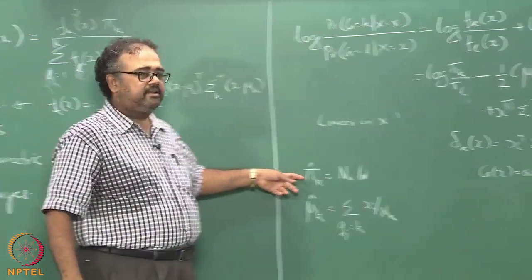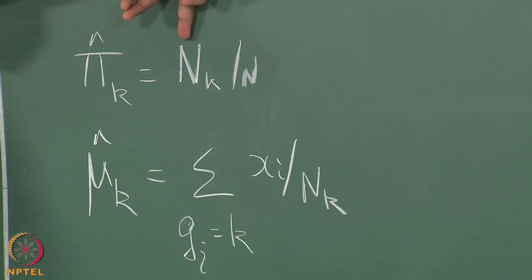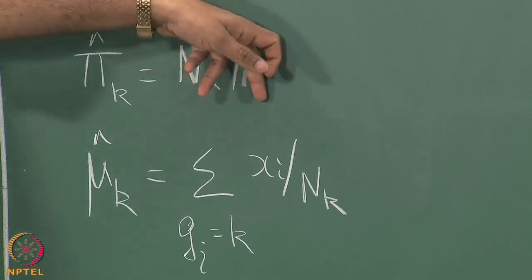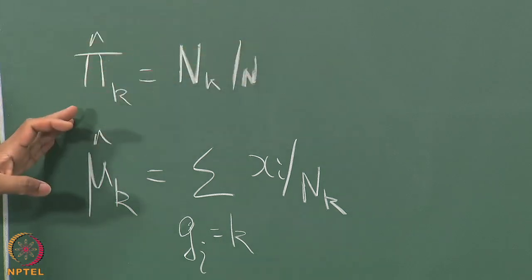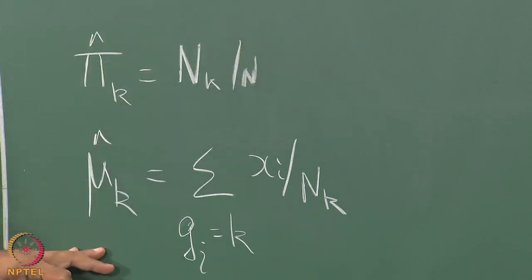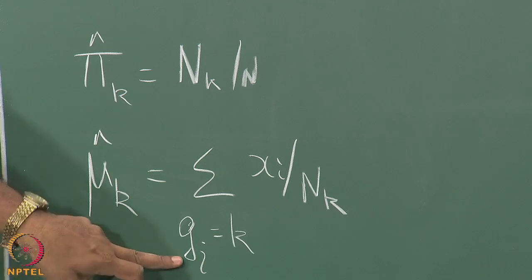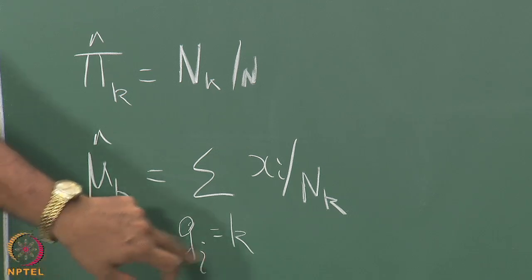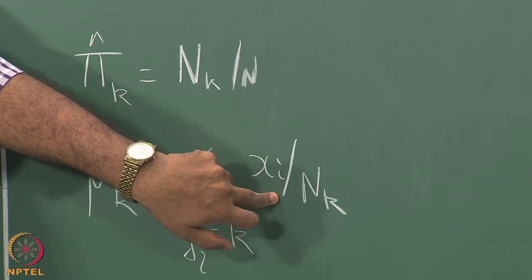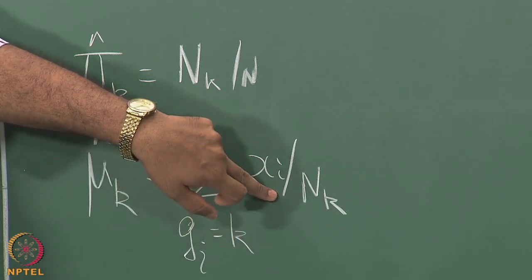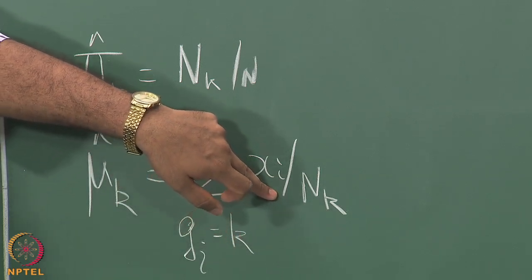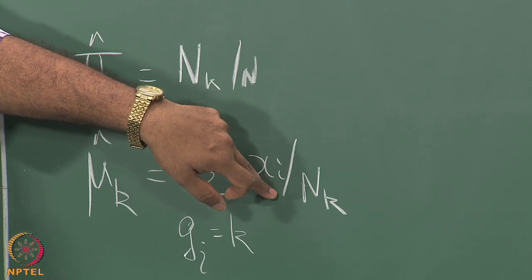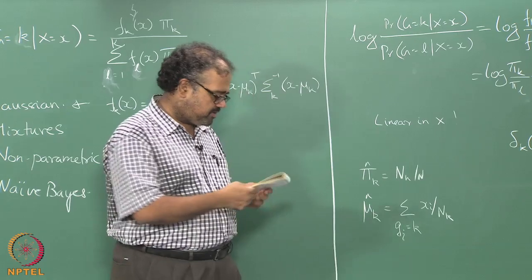So pi hat, like I said earlier, you count the number of data points in the training data that belong to class k divided by the total number of data points, and you get pi hat k. For mu hat k, you pick out all those data points for which the class was k from the training data, find the center of them, and that gives me mu hat. Does that make sense? So what about sigma?